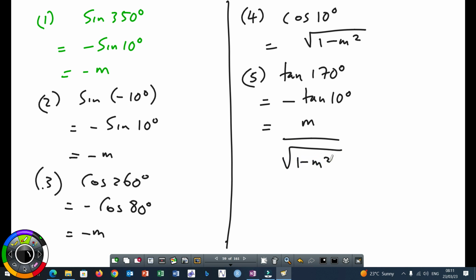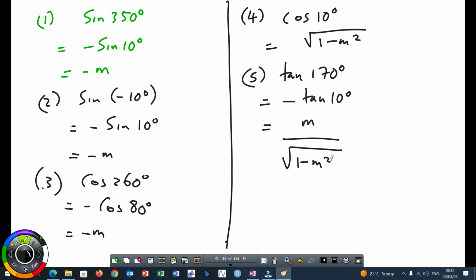Please be aware that at this stage, because you are in grade 11 now, trig ratios, that is SOHCAHTOA, should be natural to you now. You should not need SOHCAHTOA anymore. It should be in the head.